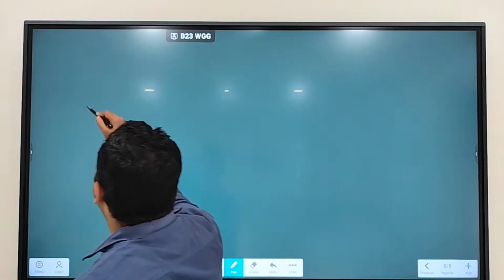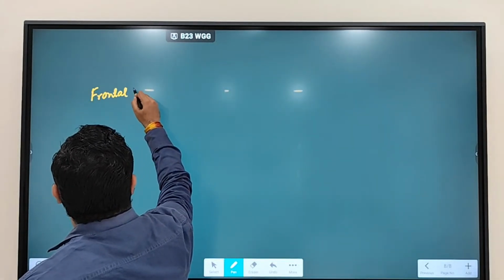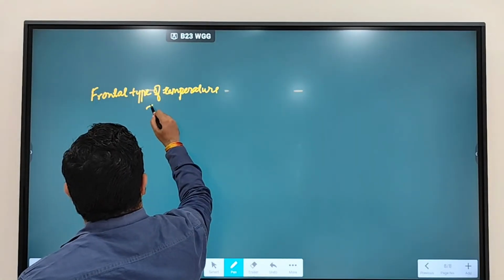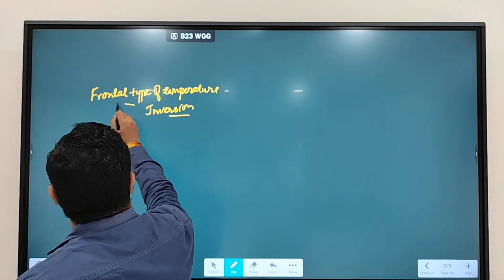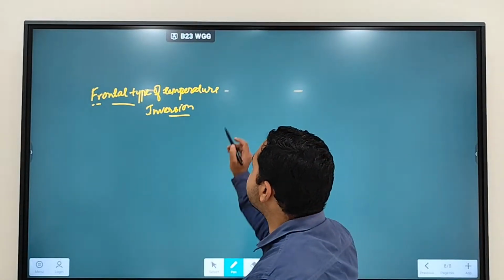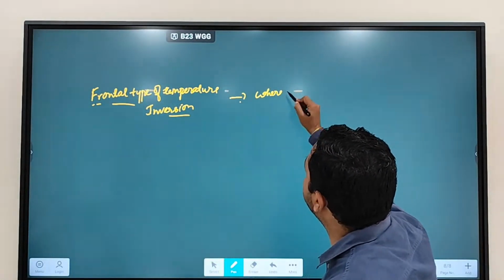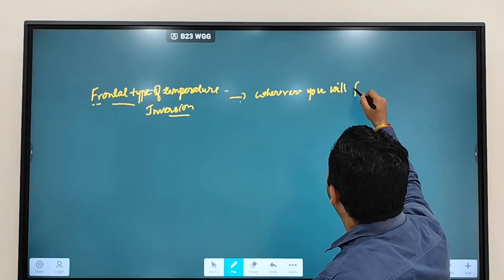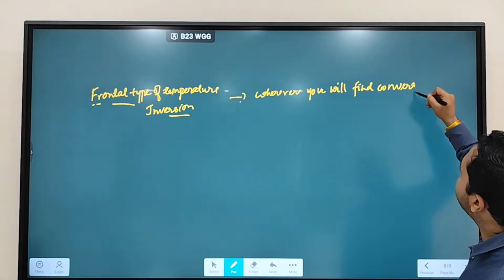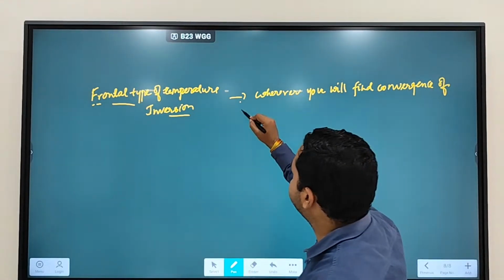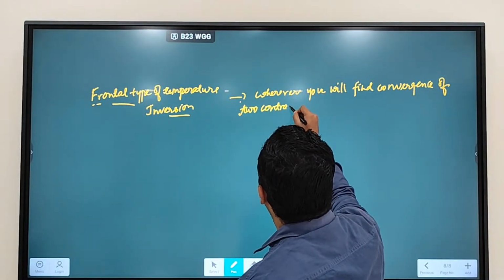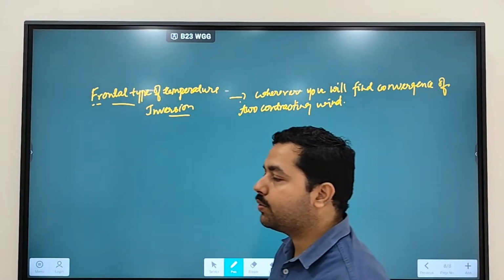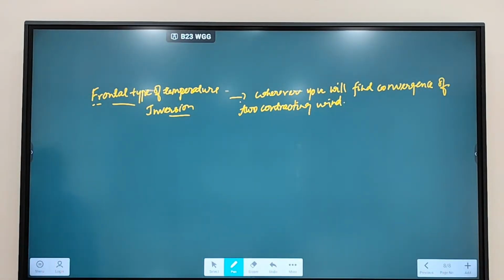So the third type is frontal type of temperature inversion. Now what happens in this type of inversion? This inversion occurs wherever you'll find convergence of two contrasting winds. Fine. So this type of temperature inversion you're going to find in those regions where you see convergence of two contrasting winds.